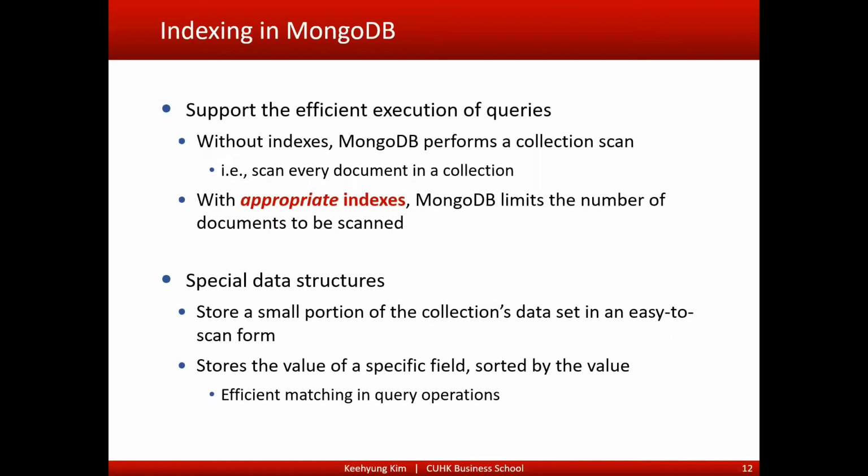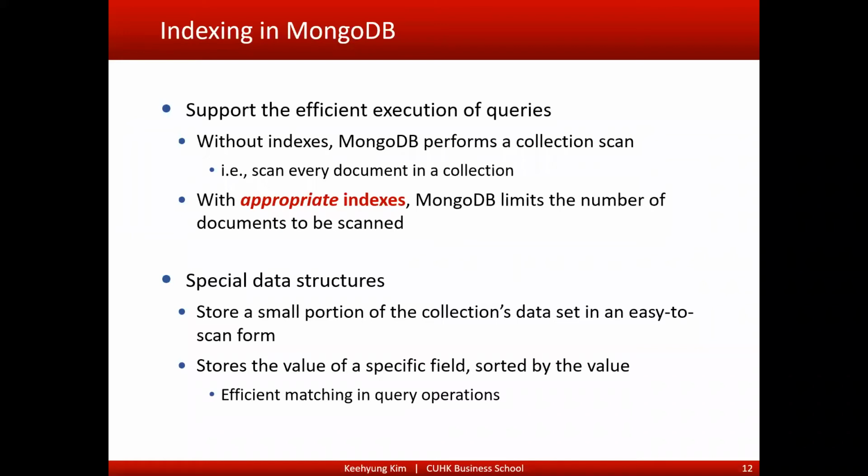But if you create an index in MongoDB, you can limit the number of documents to be scanned because it has an index. It knows where to start. It knows where to finish. So instead of scanning all documents, it can scan only a certain part. The query speed will be much faster if you have an appropriate index.